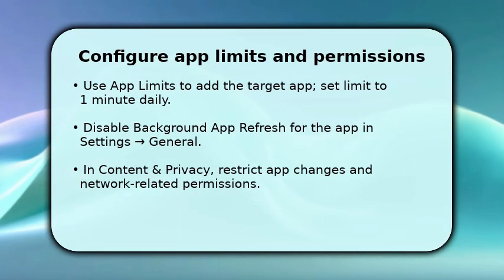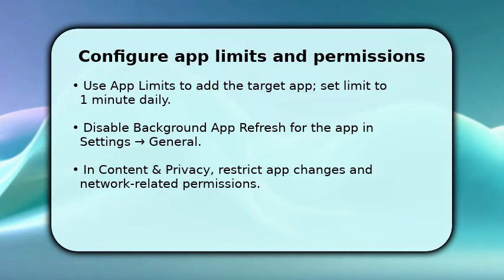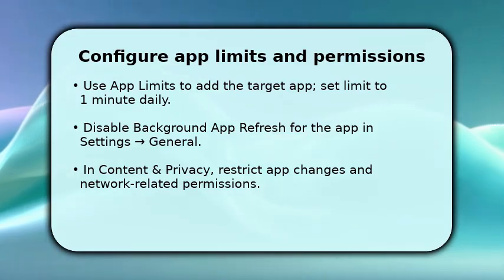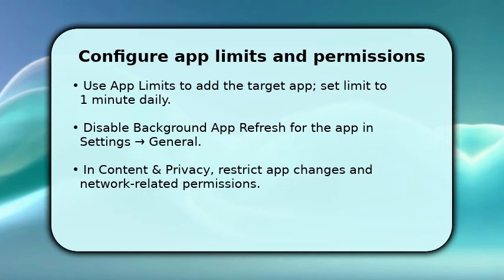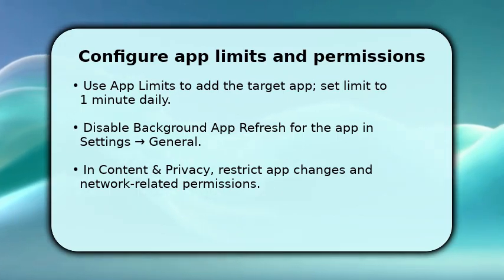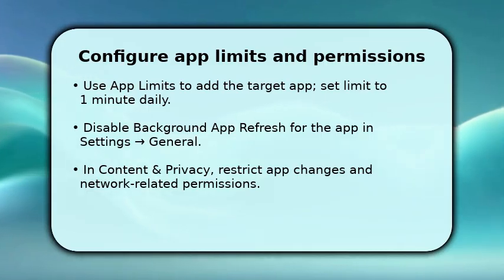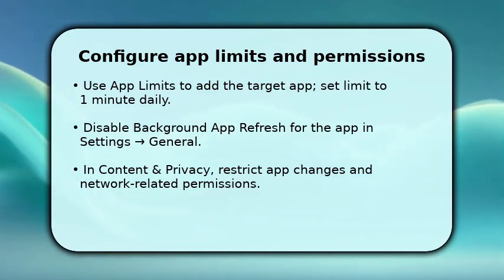Now you'll apply specific limits so the app cannot maintain Wi-Fi connections. Add the target app to app limits and set a minimal daily allowance. 1 minute works, so it's effectively blocked during most of the day. Then, go to Settings, General, Background App Refresh and turn it off for that app. This prevents background network use.